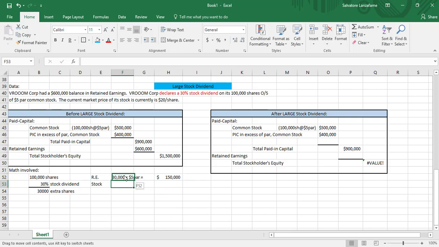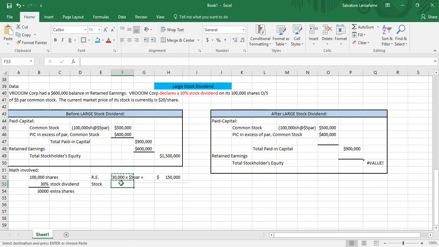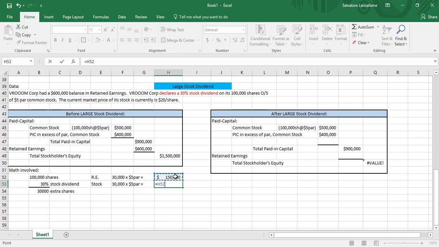So basically, what is going on here? I'm just going to copy, paste it, and also copy that. So $150,000 is going to get debited to retained earnings, and $150,000 is going to get credited to the stock account. Okay, so here we go again. Journal entry number 1.